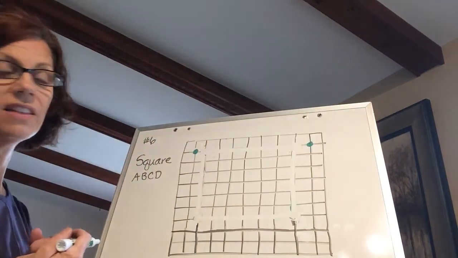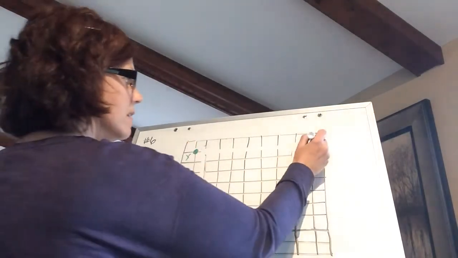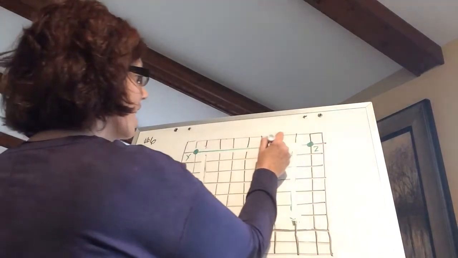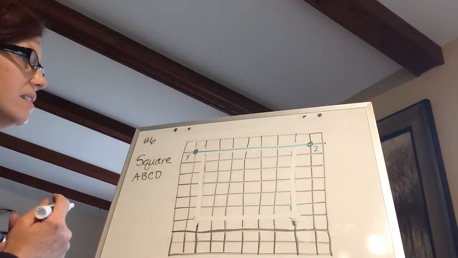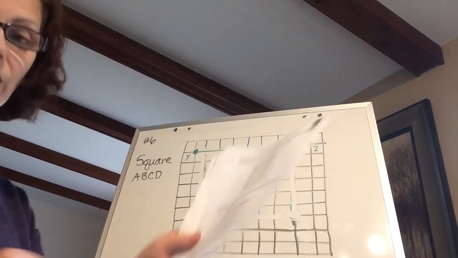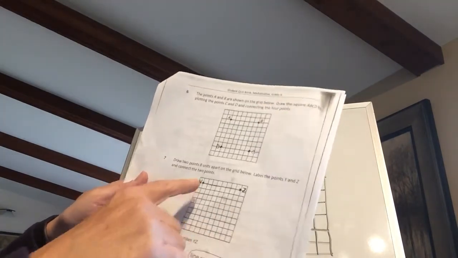Okay, so that's plotting them. You would label them Y, Z, and then you would make your connecting line. So that's what that answer should have looked like. That is now the answer to the bottom question, where it asks you, circle the term that best describes YZ.